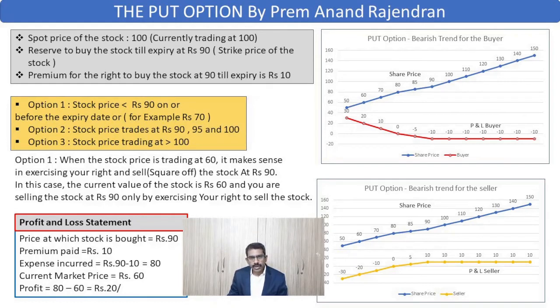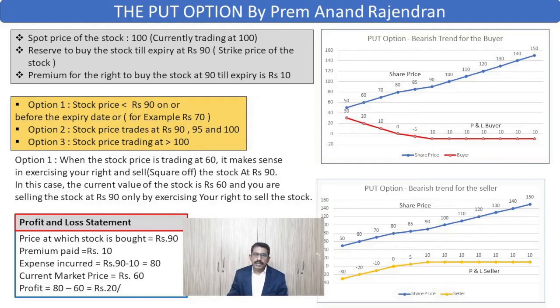So if you look at it, 80 is the break even where the profit is 0 for the buyer, and when the stock price falls below 80, you will see that there is a considerable increase in the profit for the buyer. So if you look at line chart 2, it's the same for the bearish trend for the seller.